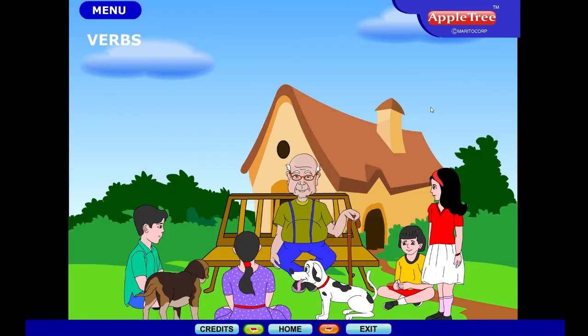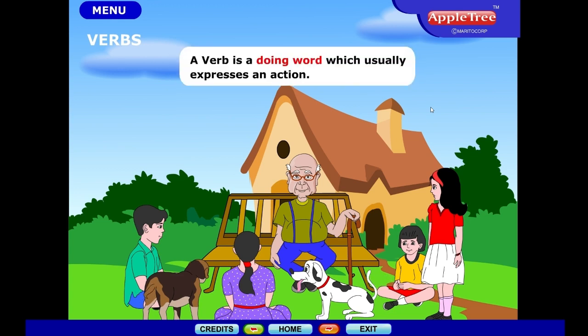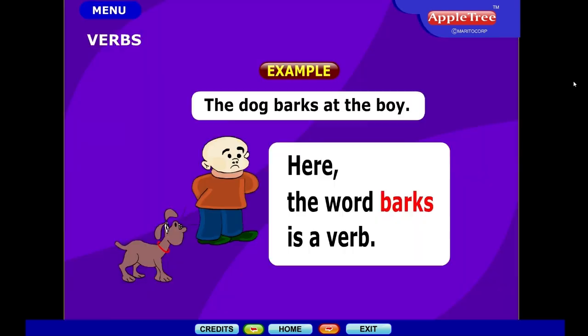Children, what did you study yesterday? We studied verbs, Grandpa. If so, you should know what a verb is. Yes, Grandpa. A verb is a doing word which usually expresses an action. Example: The dog barks at the boy. Here, the word barks is a verb.